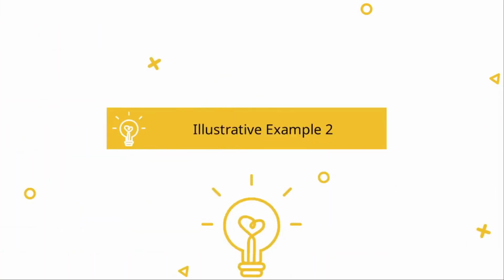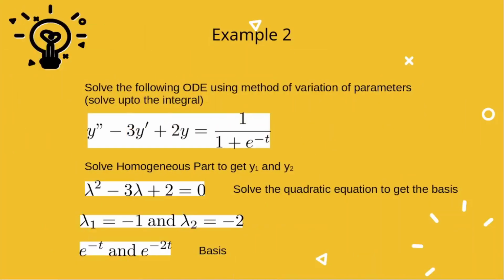Let's go on and look at another example. In this example, I'm going to again solve a second order differential equation with a forcing function. This time I have an exponential forcing function that's in the denominator. So as usual, I solve the homogeneous part by setting the differential equation to 0, and I get lambda squared minus 3 lambda plus 2 is equal to 0.